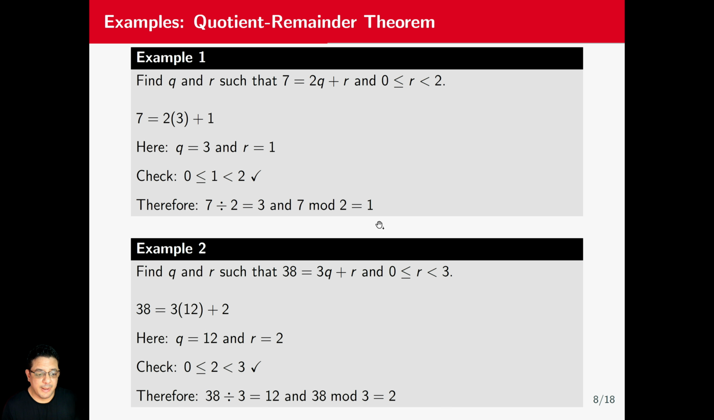Now, for the second example, I'm going to find q and r so that 38 can be seen as 3q plus r, with r being a number between 0 and 3. In this way, we represent 38 as 3 times 12 plus 2. Here, the quotient is 12, and the remainder is 2. Once again, notice that the remainder is less than 3. And once again, we have what we were expecting: 38 divided by 3 is 12, and 38 mod 3 equals 2.